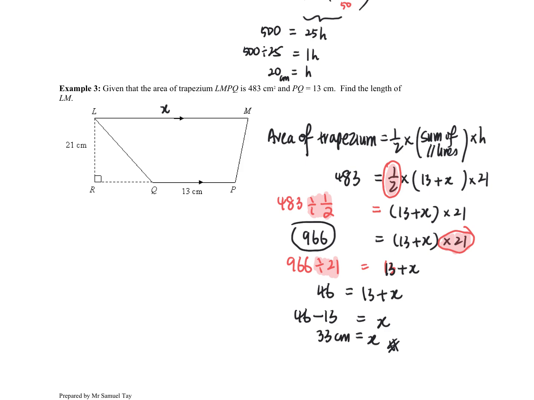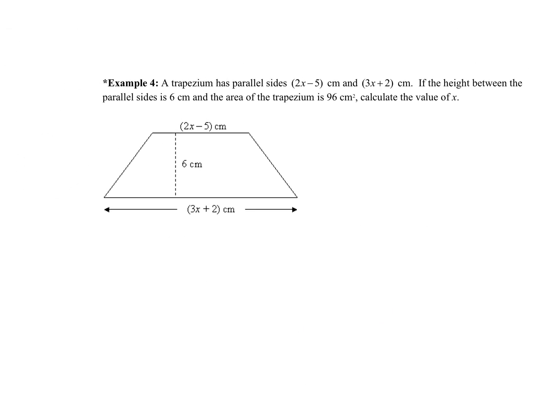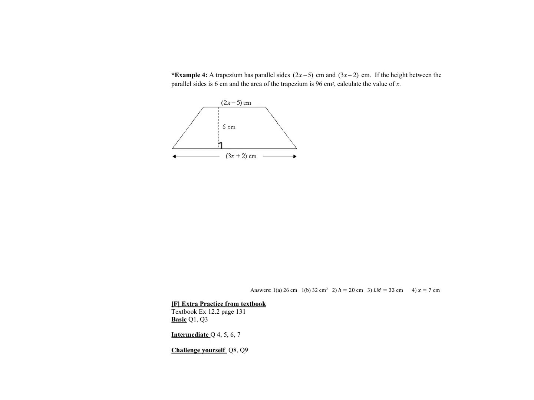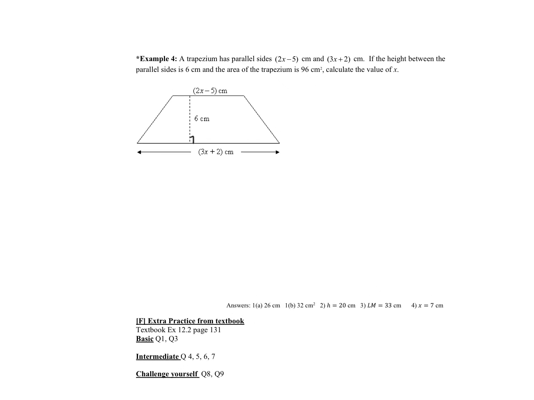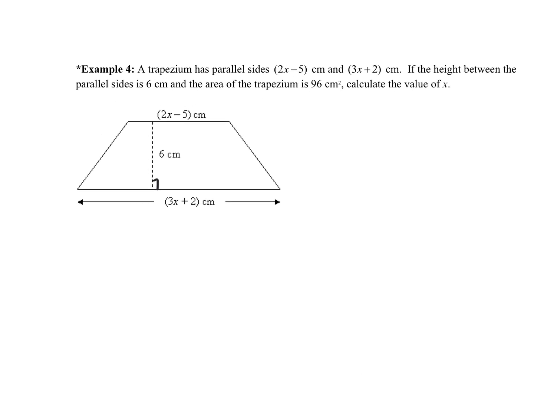Okay, ready? Last example. I have a trapezium with parallel sides, and the height between them is 6 cm. So this is the perpendicular height, and the area is 96. The answer for 1A is 26 cm. Why? What's wrong? The answer's right there. Yeah lah, for you to check, okay.